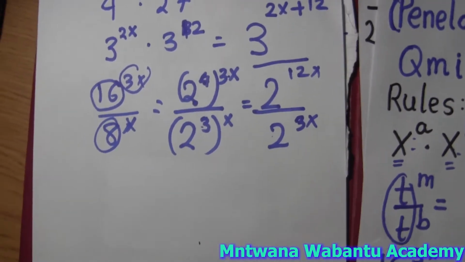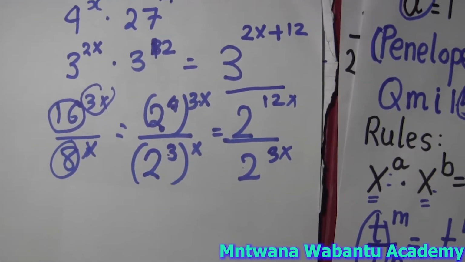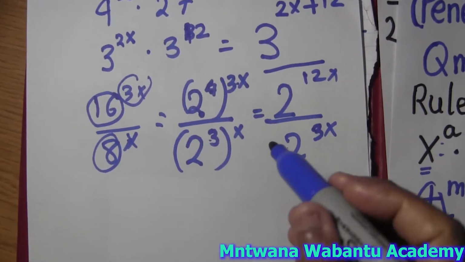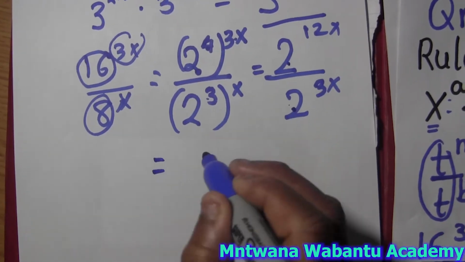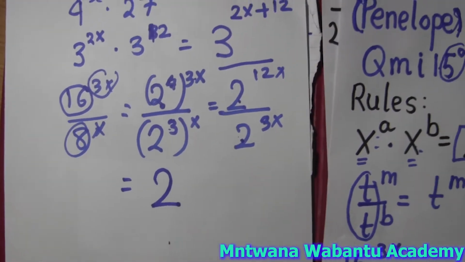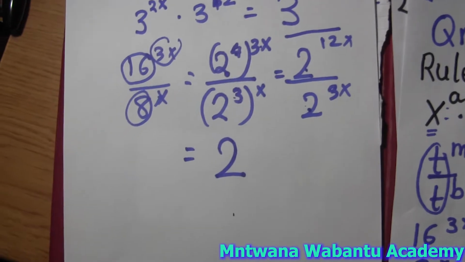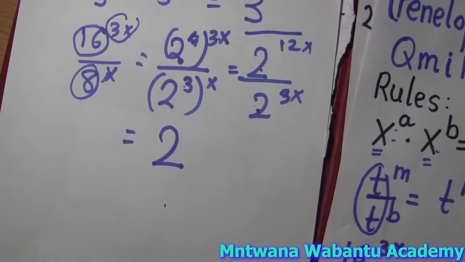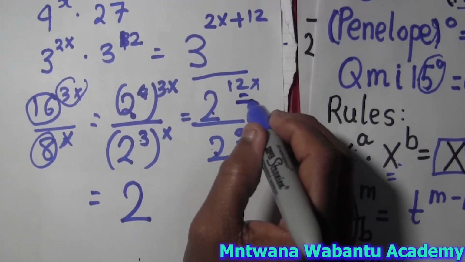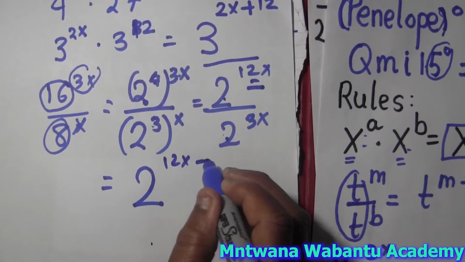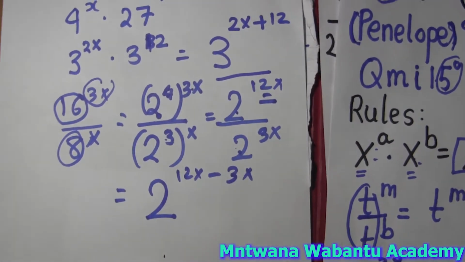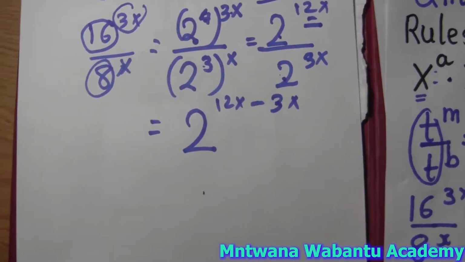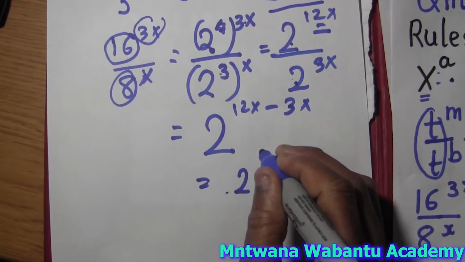So you see now the bases are the same. So when the bases are the same, you only write a single base. I don't have to write both bases, I'm only going to write one of these. So I'll write 2. But remember, we have to take the power of the top, or we can call it the numerator, which is this power here, 12x, and then we minus the denominator, 3x. And this is going to give us 2 power 9x.